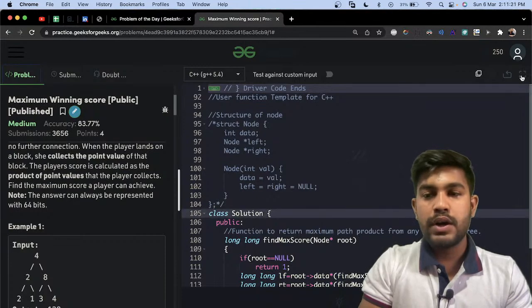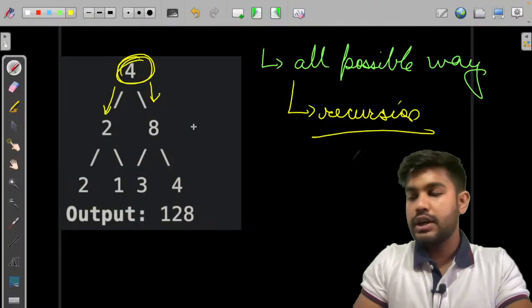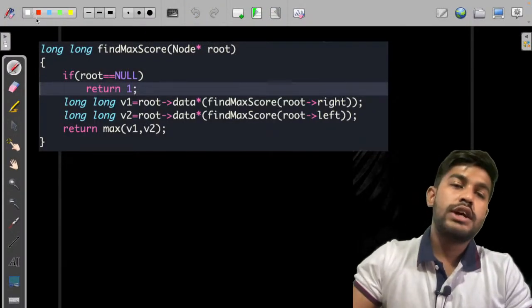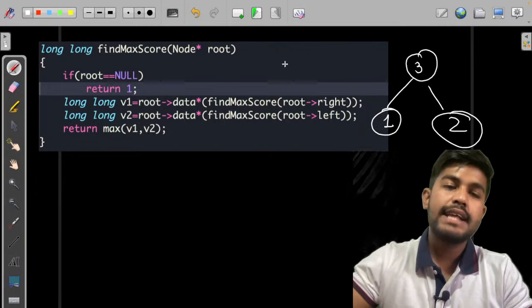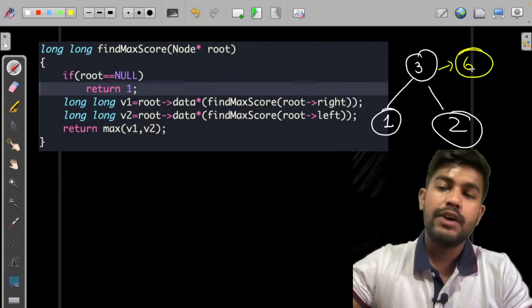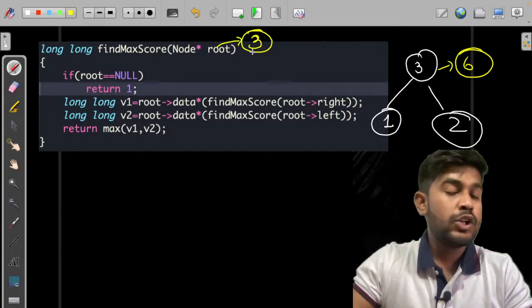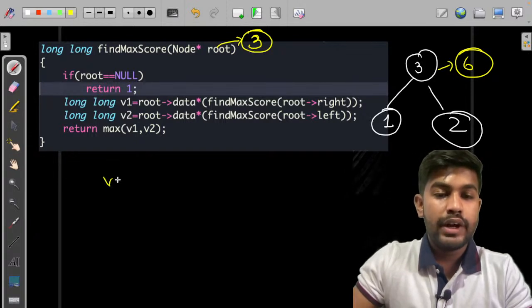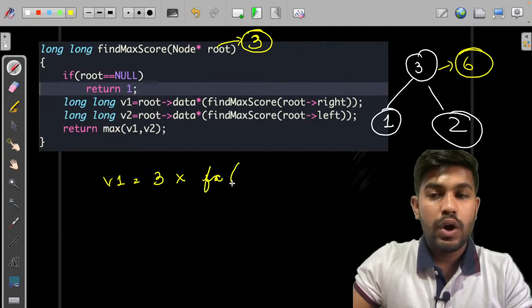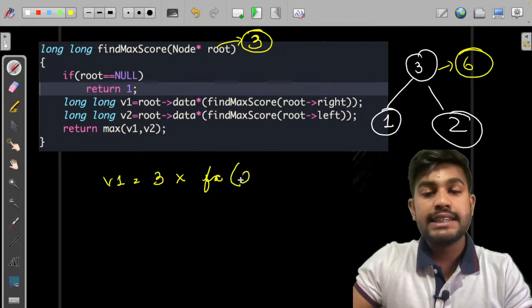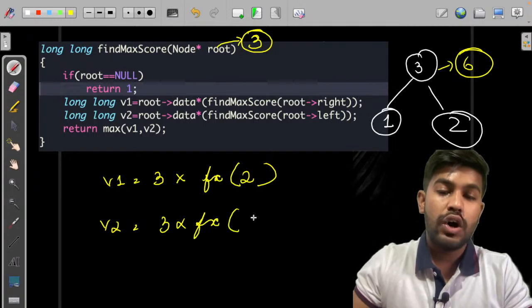Now let us talk about how this is all working. Let us first take a tree. Suppose we have 3, we have 1, and here we have 2. The answer to this is 6. So let us see how this is working. First, we are giving it the value 3. 3 is not a null node. So v1 would be equal to 3 multiplied by the function of the right side, which is 2. And v2 would be 3 multiplied by the function of 1.